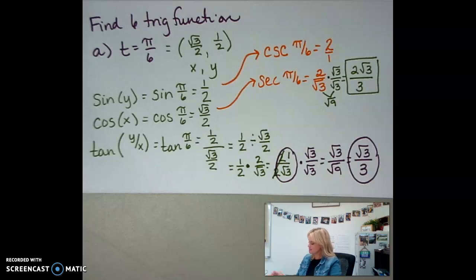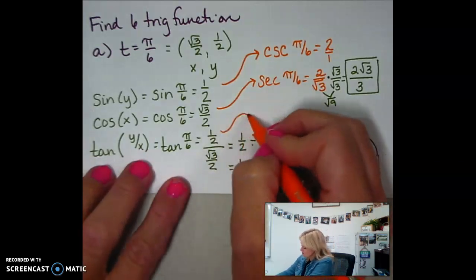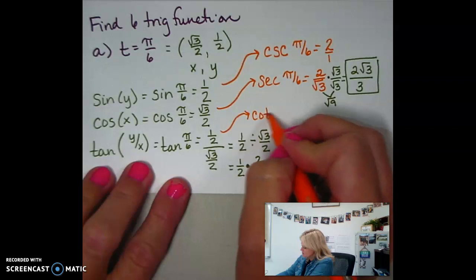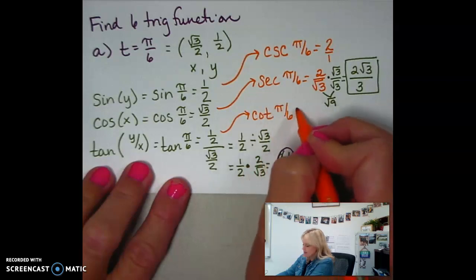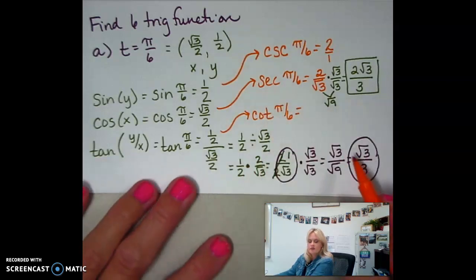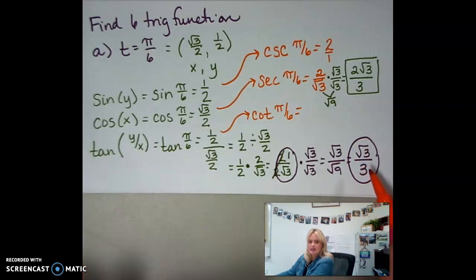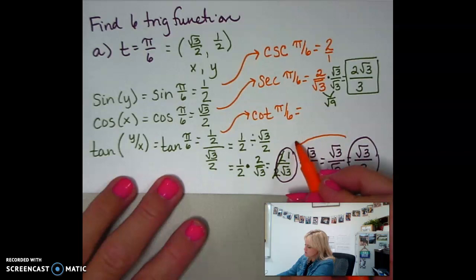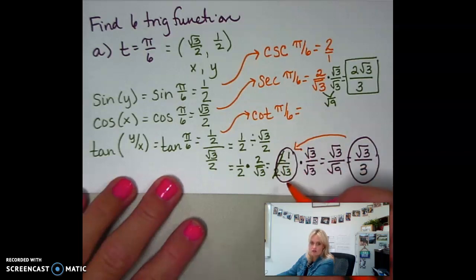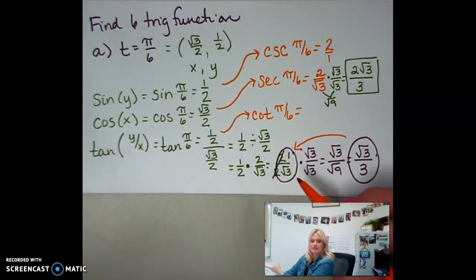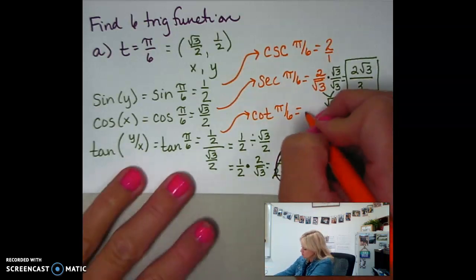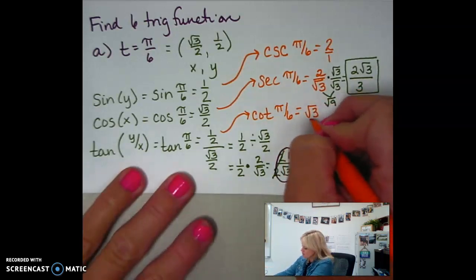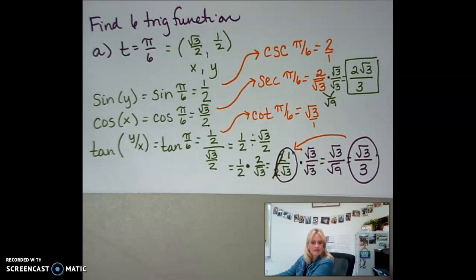Now, the cotangent is the reciprocal. Now, let me show you a trick here. If you've already had to rationalize, if I flip this, I'm going to have to rationalize again. So go back to the part before you rationalize, 1 over the square root of 3, and now flip that to the square root of 3 over 1. That would be the quickest and the easiest way to do that.